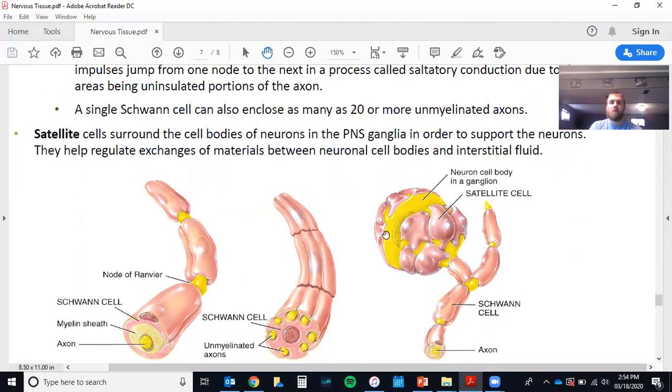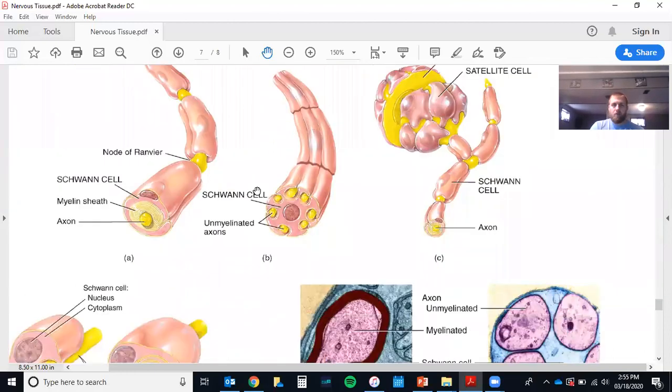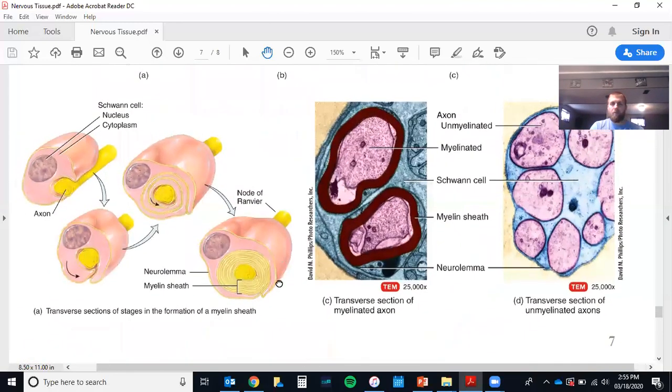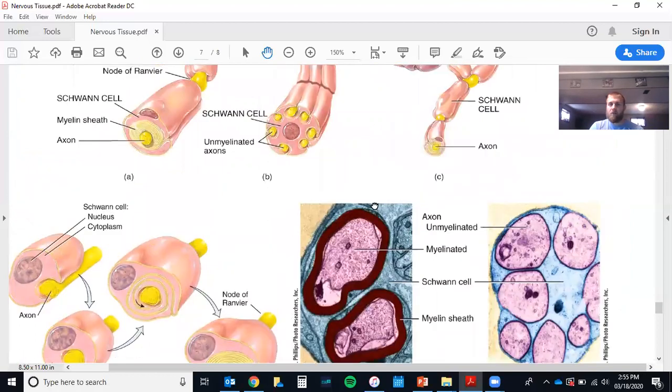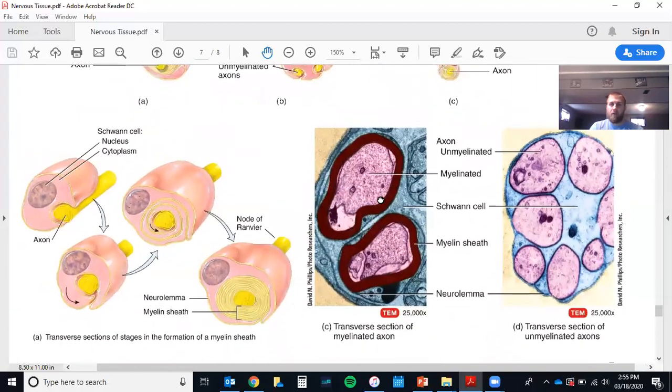On the far right here, we're showing a group of satellite cells. Inside of this kind of purple cluster, you can see in yellow would be the neuron, its cell body specifically. And we can see the function of satellite cells is just to wrap around the cell bodies of neurons to help exchange materials between the cell bodies and the interstitial fluid. So not a super important thing as far as the image goes, but still important functionally, obviously.